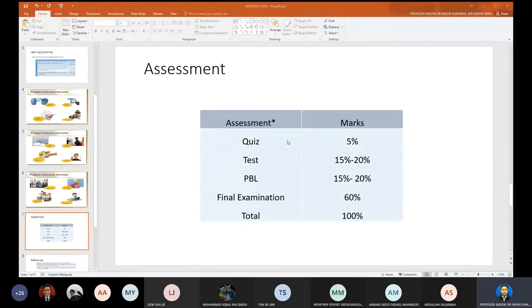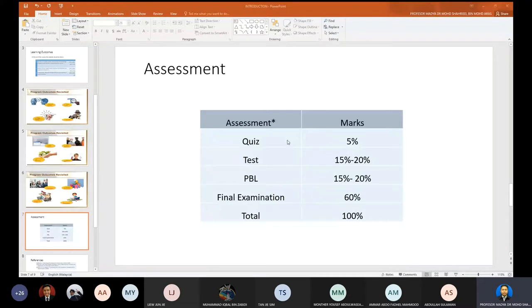Then we have the midterm test. Before this we set the range from 15% to 20%, but the new coordinator for this programme, Dr. Anis, said that for this semester the midterm test will be 20%. Then our assignment or PBL: normally before this we used PBL, but because of COVID we have to reduce the PBL to an assignment.